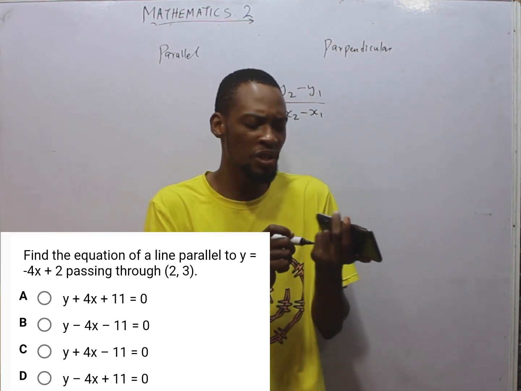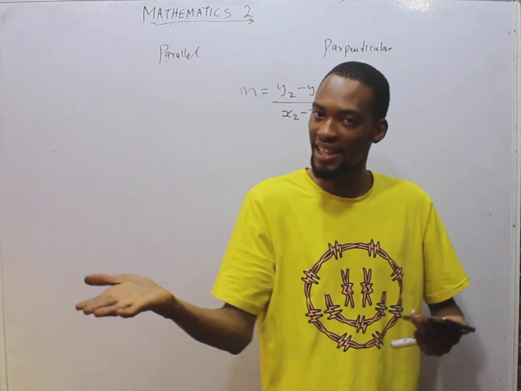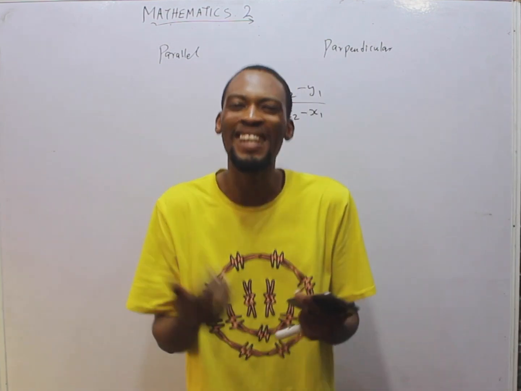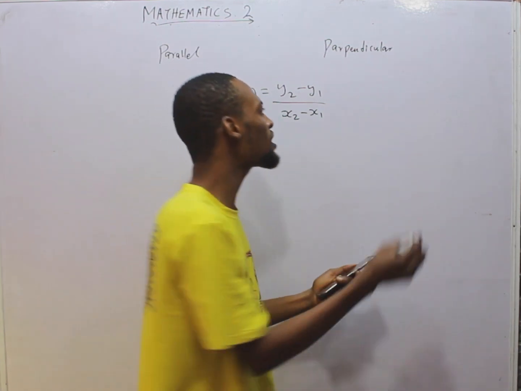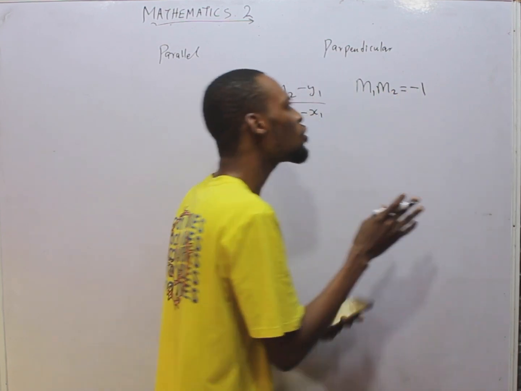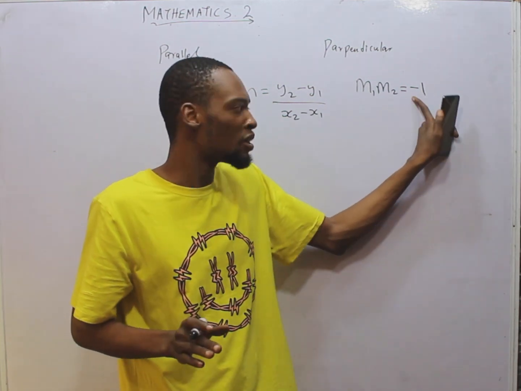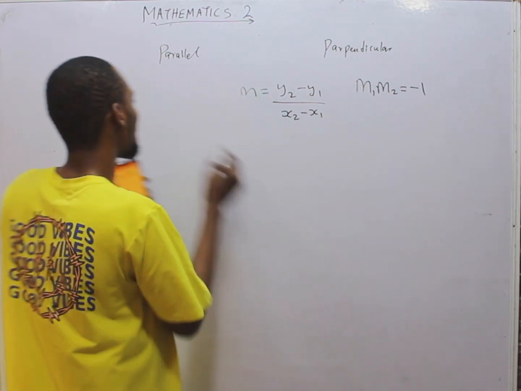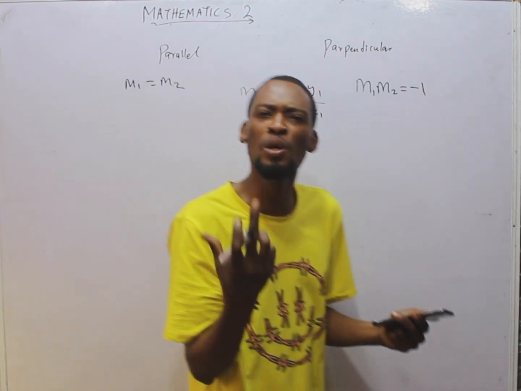Now, for equations of lines to be parallel or perpendicular, it simply means we have two different equations, right? If equations of line are perpendicular, it means the product of the two gradients is equal to minus 1. It means that m1 times m2 is equal to minus 1. So if you multiply the slope of the first one by the slope of the second one, you should get minus 1. If the lines are parallel, it simply means that m1 is equal to m2. What does it mean? Their gradients or slopes are equal.